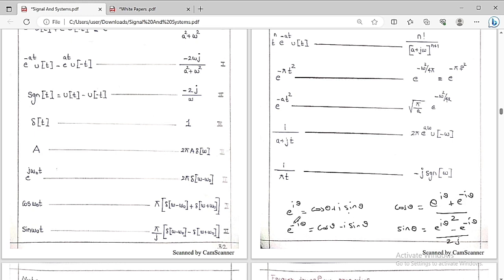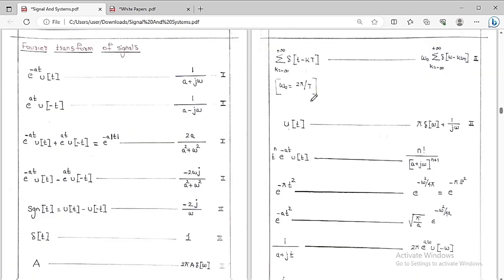And by subtracting these two signals, we get sin theta is equal to e to the power of j theta minus e to the power of minus j theta, by 2j. So in place of theta, substitute omega naught t. And if you simplify, we finally get for cos omega naught t: pi into delta of omega minus omega naught, plus pi into delta of omega plus omega naught. So if you want sin omega naught t, here we take plus and minus, and divide by j. That's it. We are going to get these things.